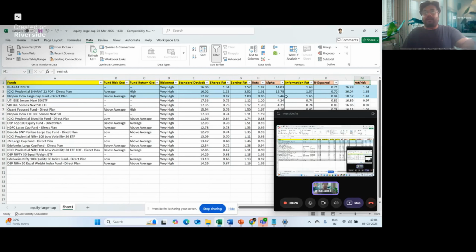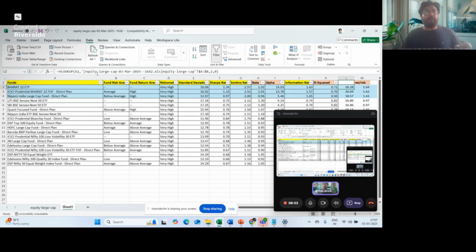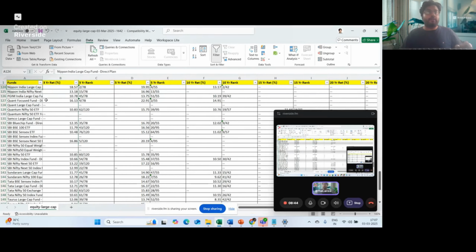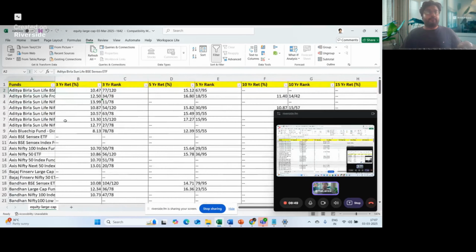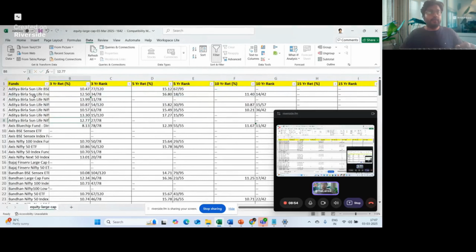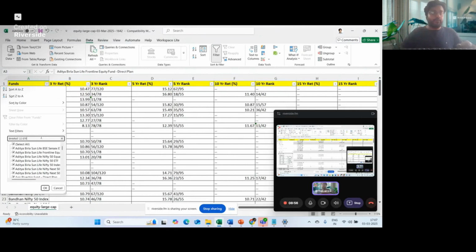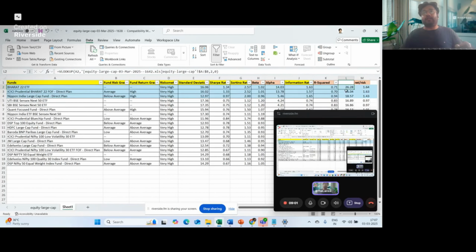Now what I've done is I've taken the returns from this, your 3-year returns. I've just applied the VLOOKUP for this fund in order to get the 3-year returns values. This is nothing but the 3-year return value. Bharat 22 ETF shows 26.28. Let me show this to you in this way. Control C, 22 ETF, Control V, so 26.28, right? Here it is 26.28. So these are nothing but your 3-year return values.